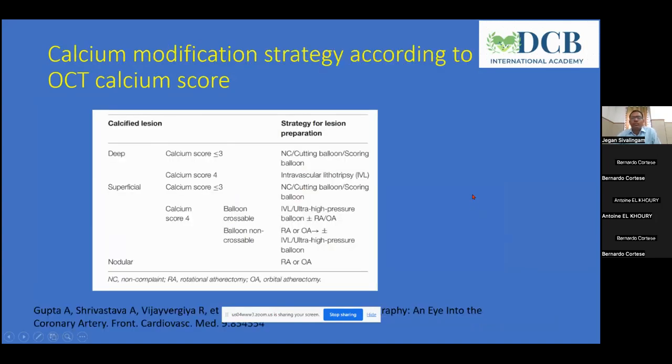So then moving on to the strategy. Now we have imaged, then we have calculated the score. Then how do we select our tool? So this is the study from Dr. Rajesh Vijayvargiya, published last year. Here he divides the lesions into 3 types. First, he classifies whether it's a deep calcium or superficial calcium or nodular calcium. So if it's nodular calcium, straight away he tells to use ablative techniques, either rotational atherectomy or orbital atherectomy.